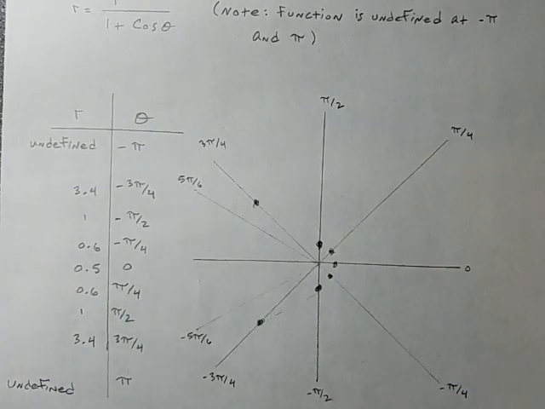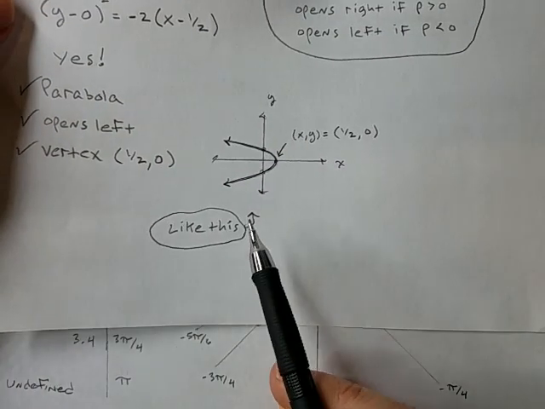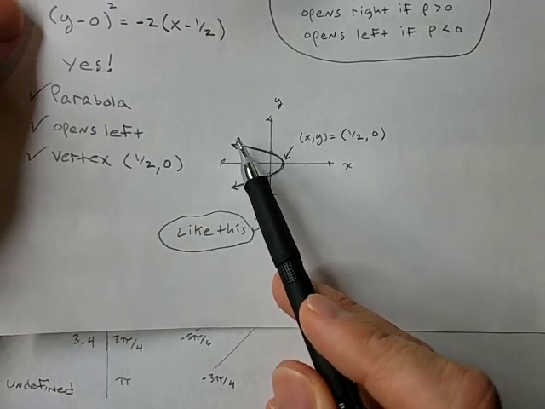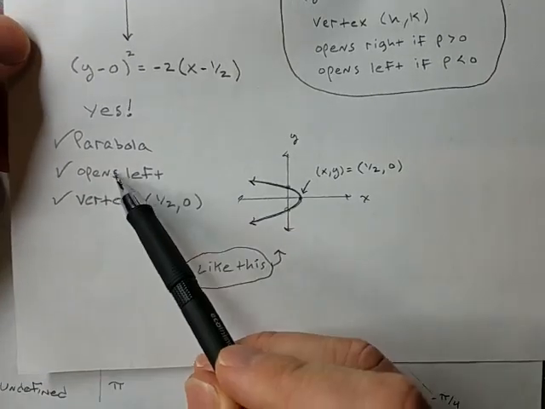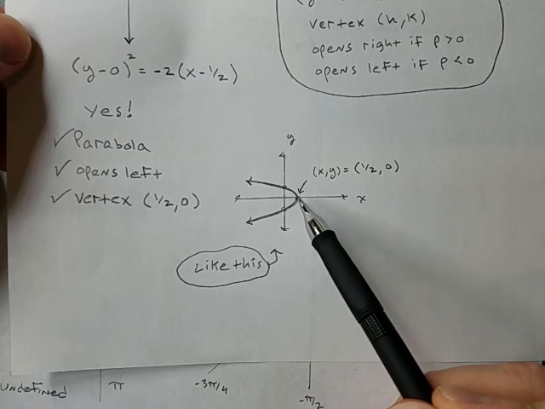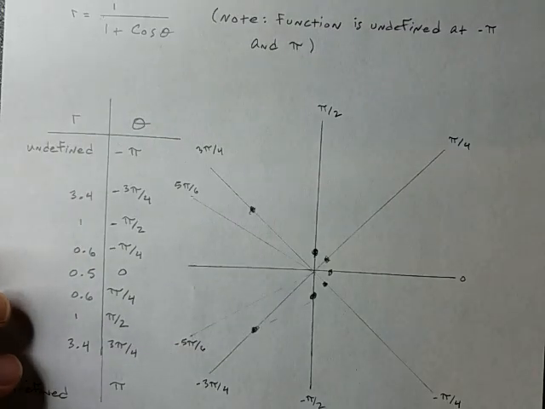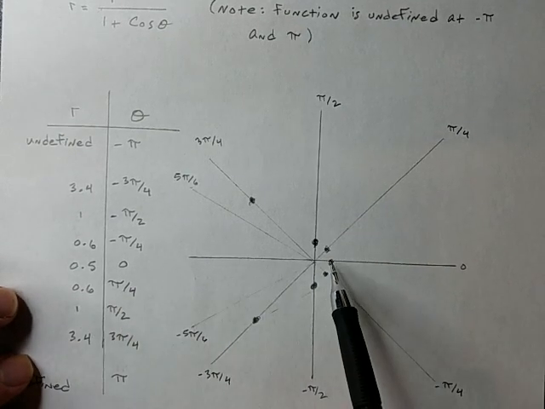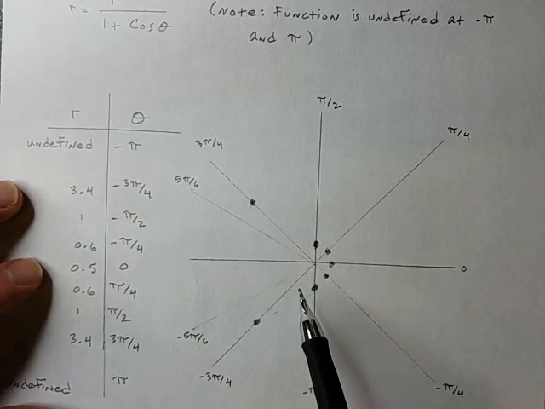Now, I feel like I have confirmation then of what we were talking about already. Because we said, well, it's going to be a parabola. And there was just the abstract shape that we would take. It would open to the left and have this vertex there on the positive x-axis. And sure enough, look at that point. The angle is 0. The radial distance is 0.5, right where the vertex should be.